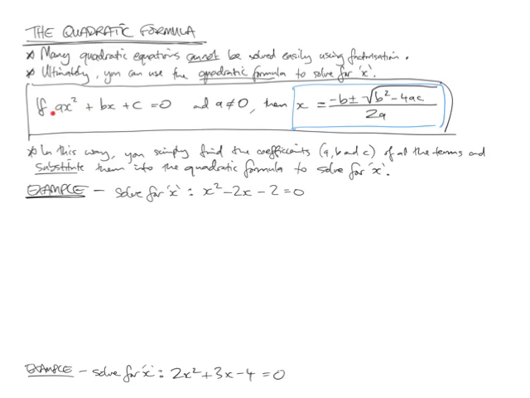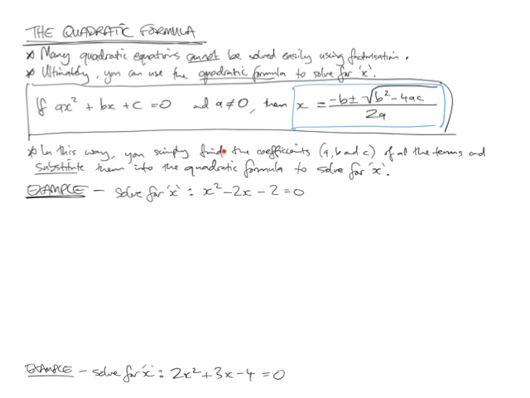If your quadratic is in this situation, ax squared plus bx plus c is equal to 0, so you've made it equal 0, and a is not 0, then you can solve for x by plugging in these numbers, these coefficients, into this formula. Make sure you deal with the negatives properly, okay? And realize that the plus and minus means that you're going to have two different solutions.